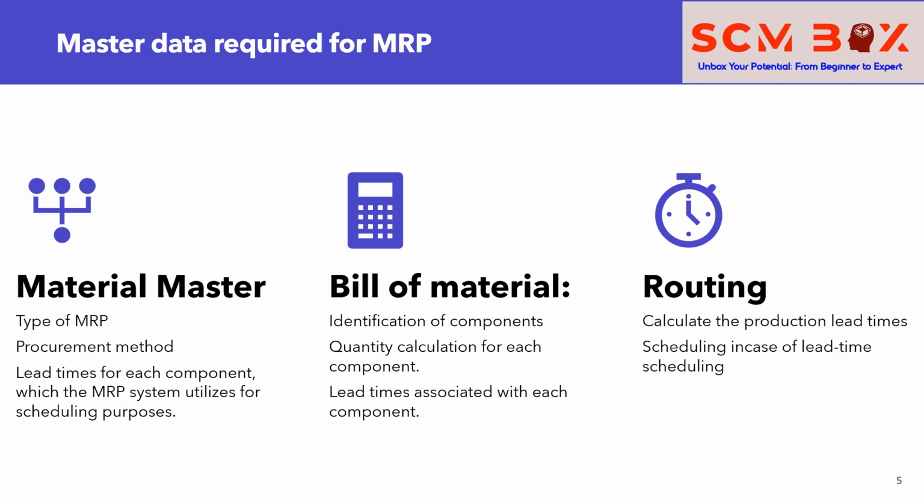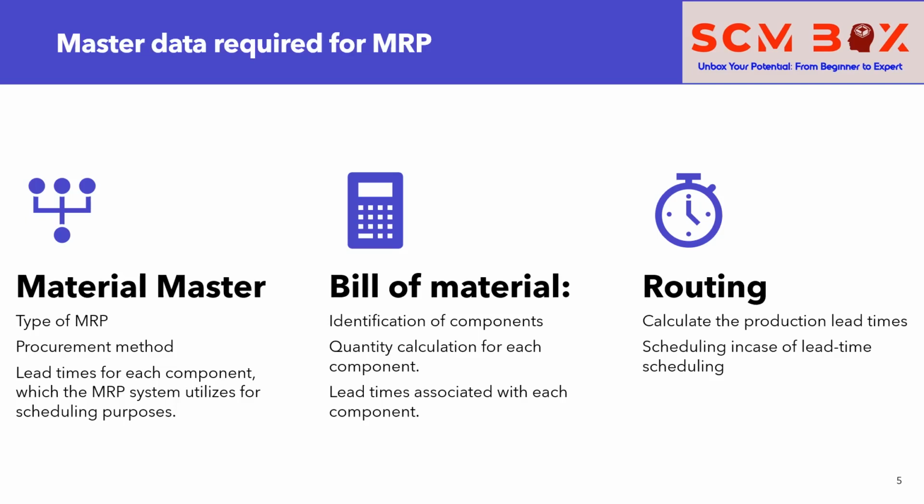Bill of material: the system uses the bill of material to identify the list of components required for the finished or semi-finished products. When you run MRP, the system explodes the bill of material, identifies each and every component, and performs the planning process for all the components inside the bill of material. The corresponding lead time will be taken from the material master for each component.